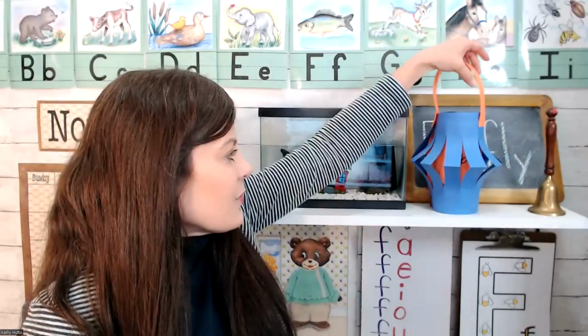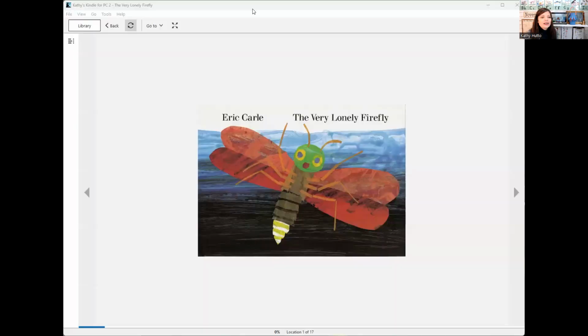Well, I'm going to put that on Fred's shelf, and I'm going to read a story to you next. Our book today is called The Very Lonely Firefly by Eric Carle.